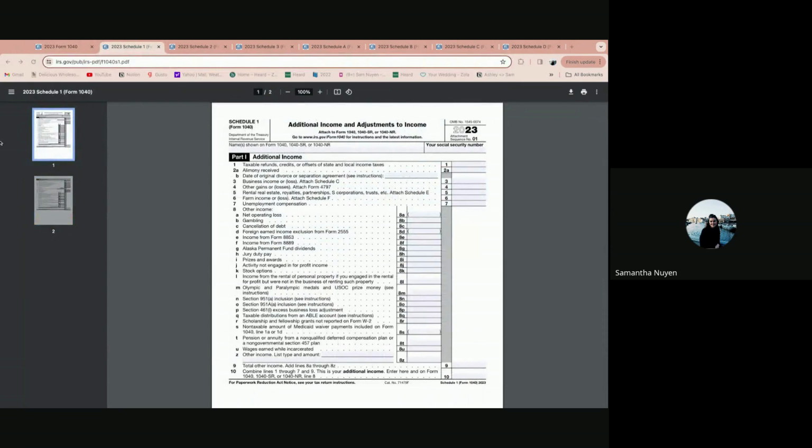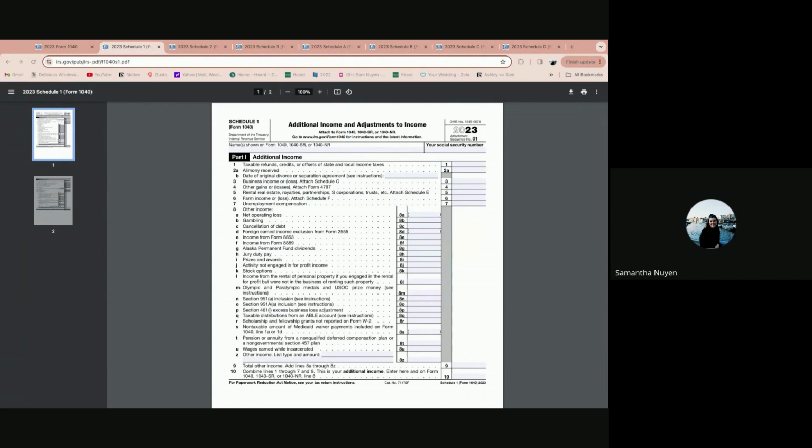Now we have Schedule 1. Schedule 1 is additional income and adjustments to income. So Schedule 1 shows the additions and subtractions. As you can see, there's a lot of potential additions like alimony, unemployment, and farm income. We expect you to have business income on line 3. This would be from your Schedule C for a sole prop. And if you're an S Corp, it would be on line 5.